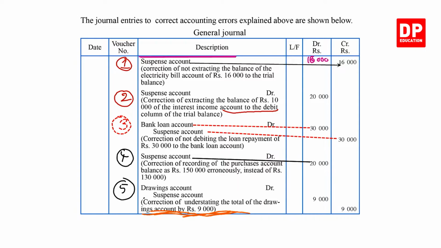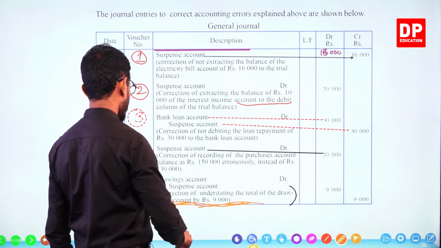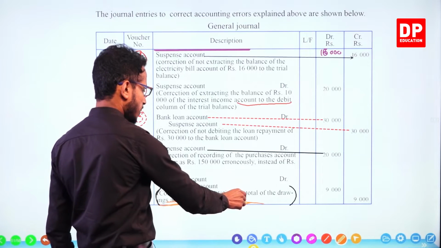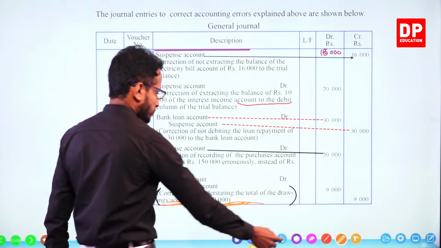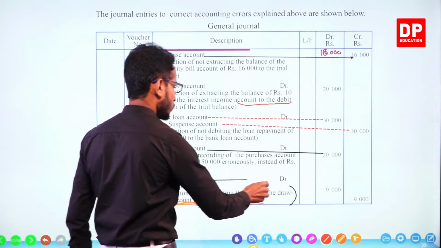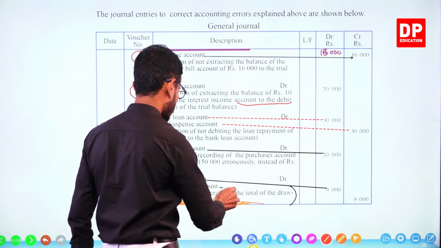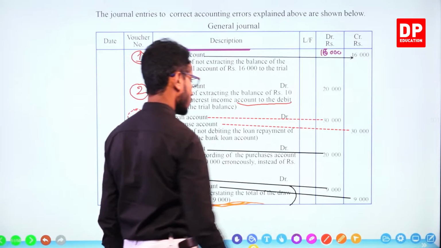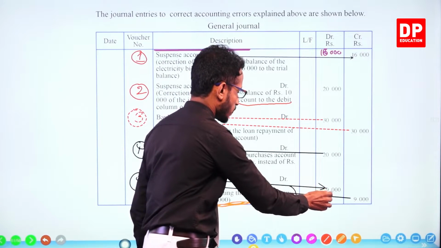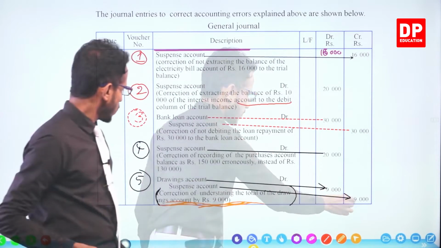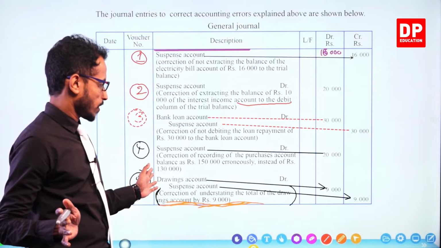Let's show this narration clearly. Correction of understating the total of drawings account by 9,000. What you do is you debit the drawings and credit the suspense. That's it.